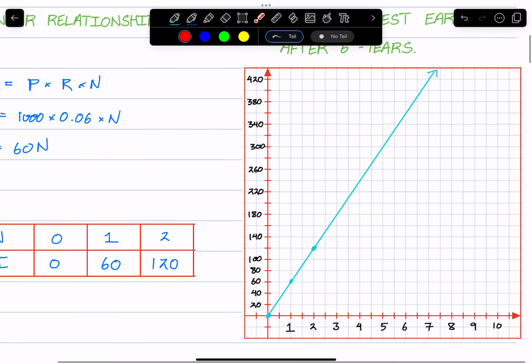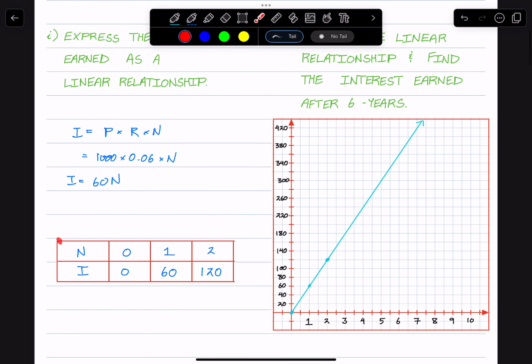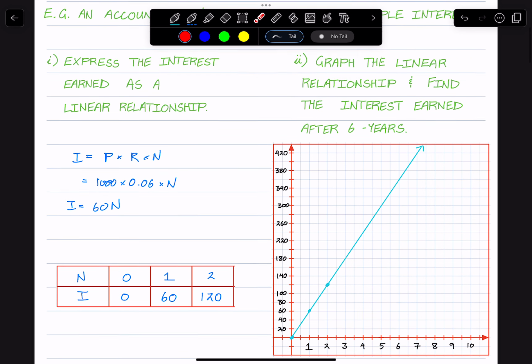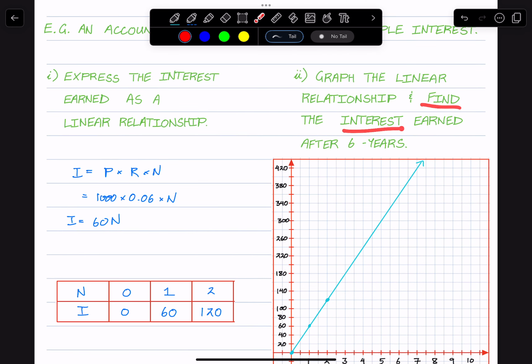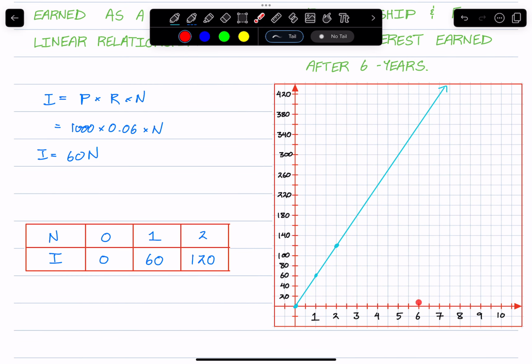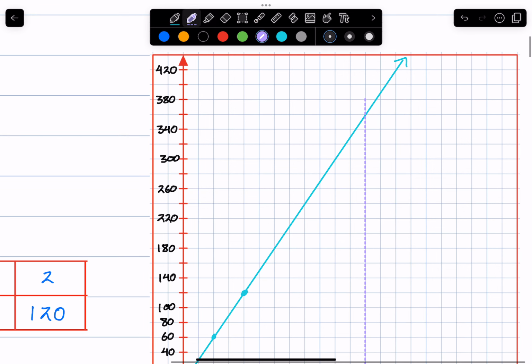And so from this, we can actually read the chart without having to do either the table of values or even using the formula. For this, it says, find the interest earned after 6 years. Reading just from the graph, at 6 years, let's get a dotted line here. We can see that it hits this point on the line. That is the amount of interest we would have gained. And as we can see here, that's 340, it's going up by 20s.